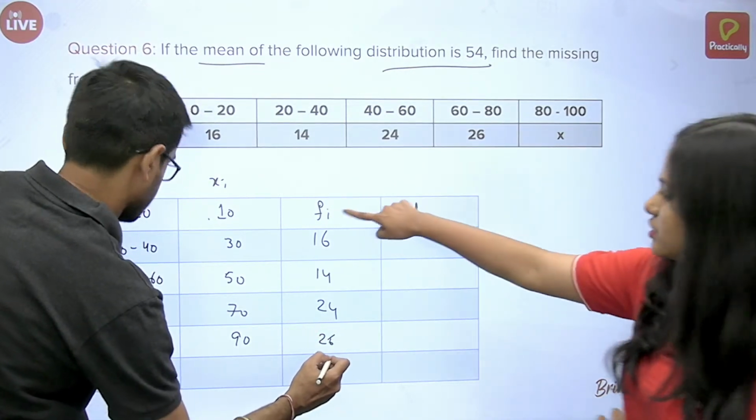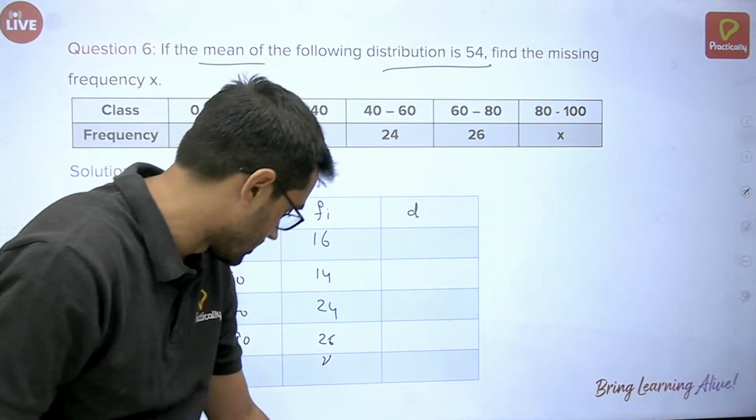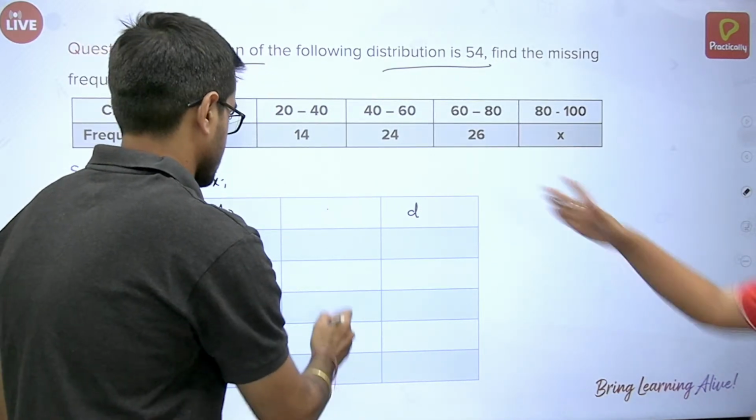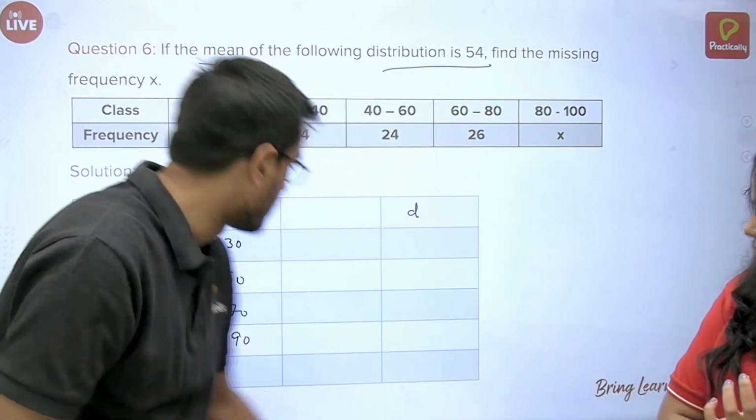And what is x? Here it's missing. Oh, I wrote fi there. Sorry, I should write at the top. Okay. But it's easy, just tap it.